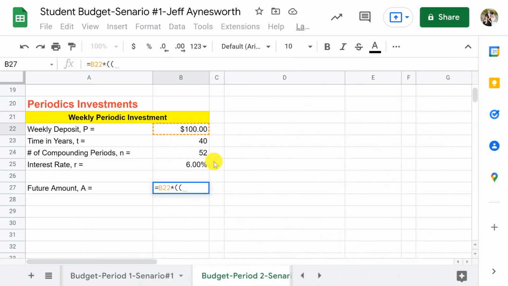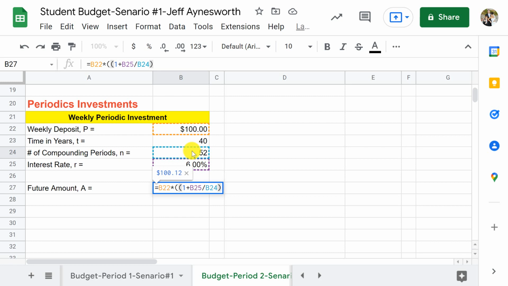So I go 1 plus R. Now I don't type in R, I click on R. So click on your interest rate. You click on it, you type in the cell number, which is B25 in this case. Divided by is a slash on your keyboard. Your division is your slash, which is next to your shift key on your lower right of the keyboard. There's your division symbol. And you want to do R divided by N, and N is in B24. So you type B24 or just click on B24. You do not type in 52, because that's going to change here in our next example.